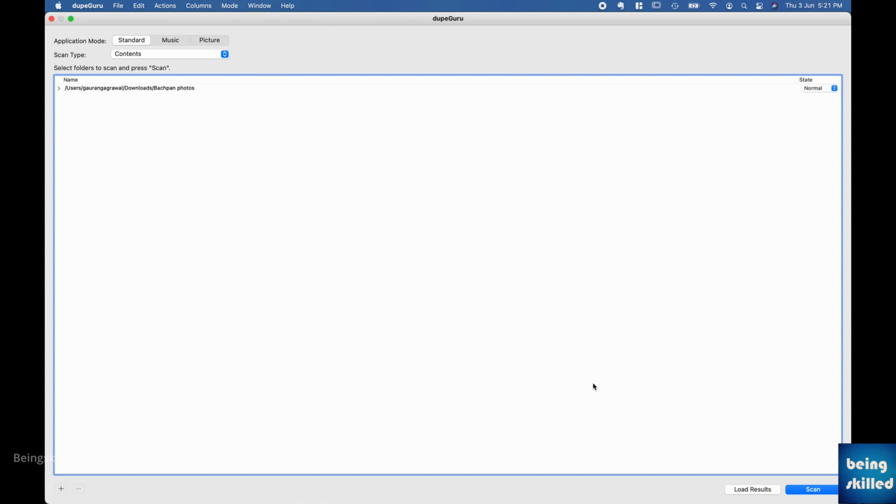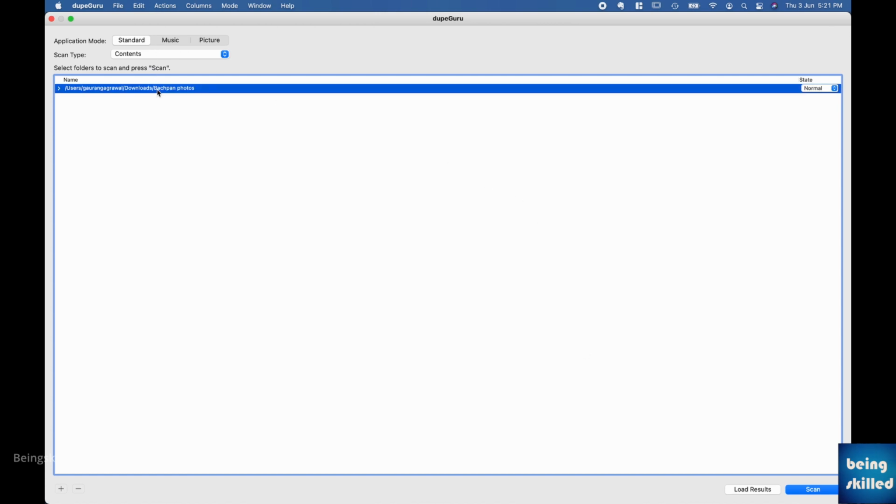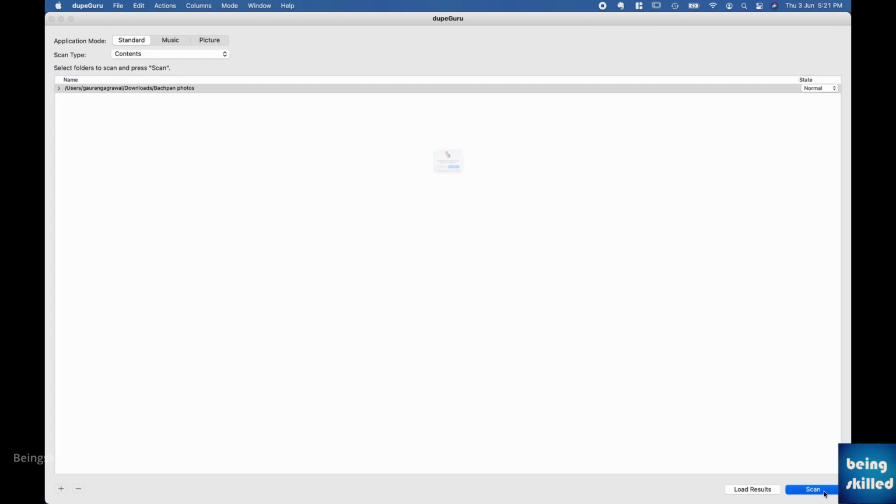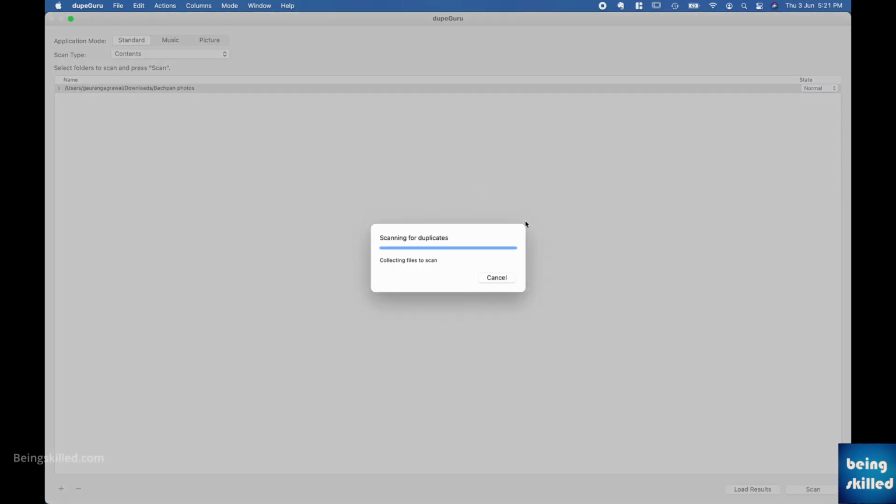DupeGuru is an amazing software that lets you find duplicate files, pictures, and music, and it's free and open source, so that is one of the best parts. Now, there are multiple modes in DupeGuru. One of them is standard mode, which is best for all sorts of files, maybe PDF, RAR, ZIP, images, music, movies. Any kind of file, it will serve the purpose.